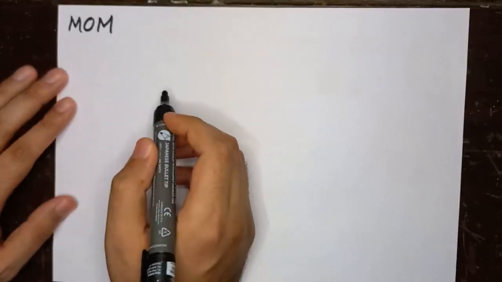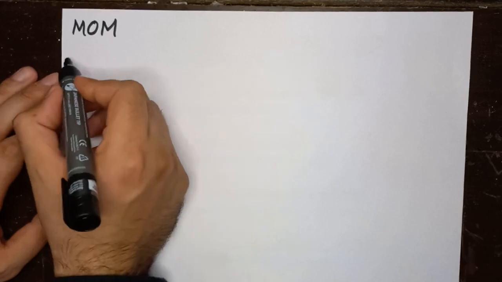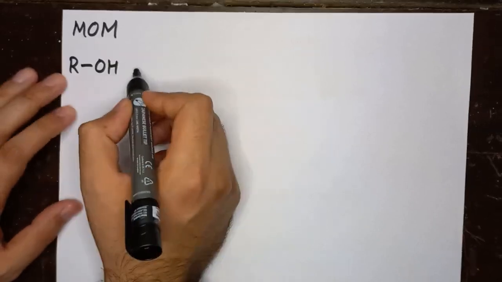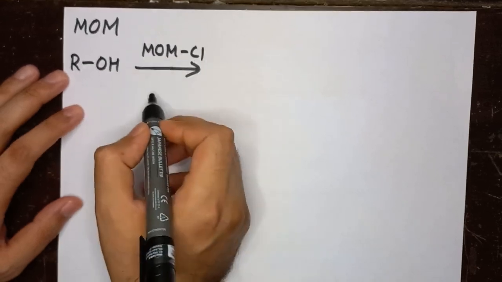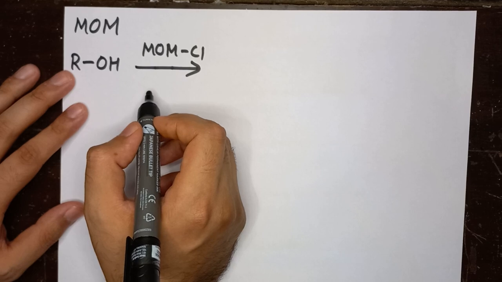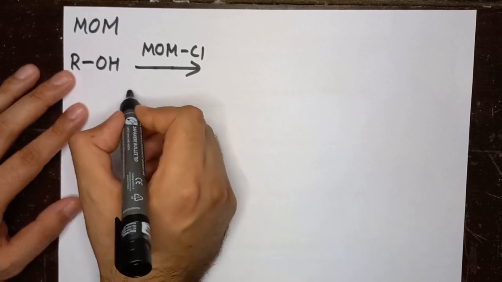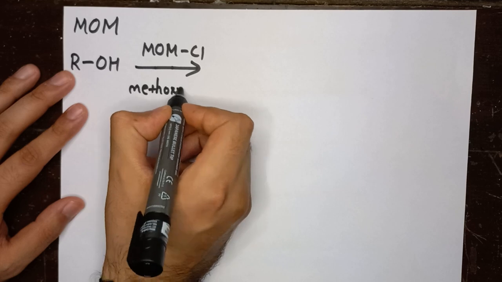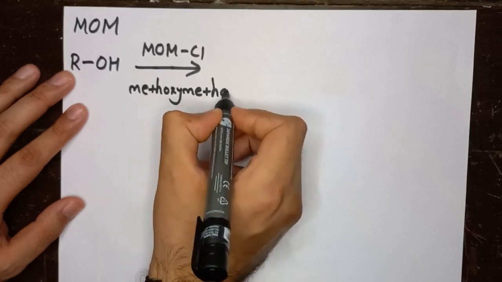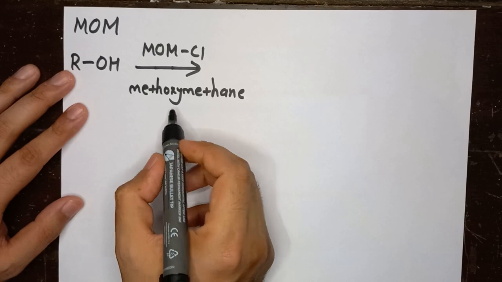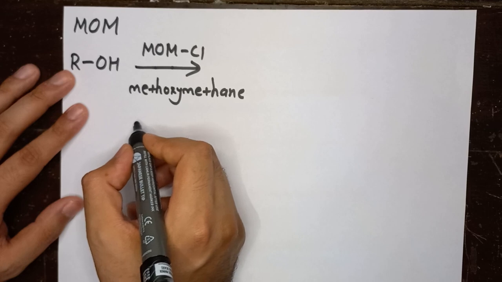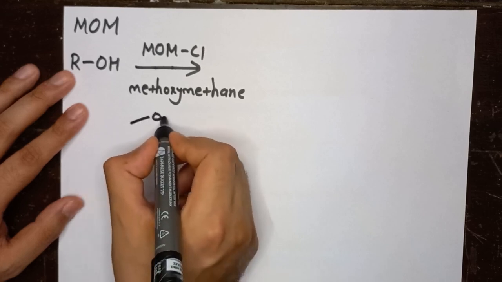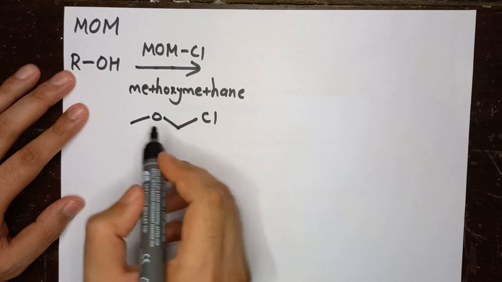Okay, let's talk about MOM strategy. So suppose I have an alcohol and I'm reacting this with MOM chloride. So what is MOM? So the full form is methoxymethane. So the full form of MOM is methoxymethane, and we have taken a chloride version of it. So it is going to look like this one.